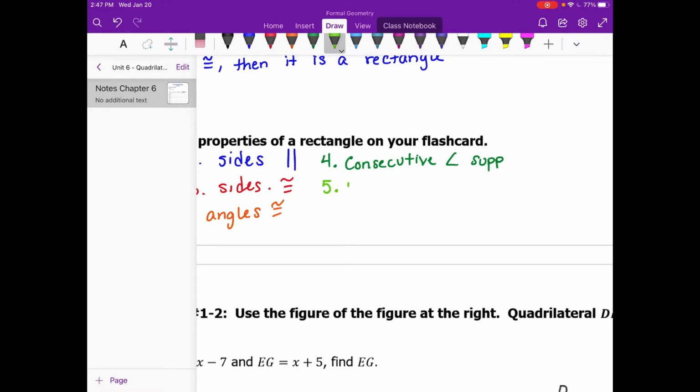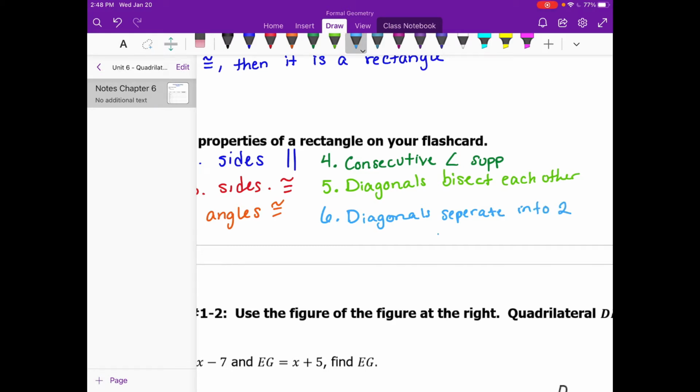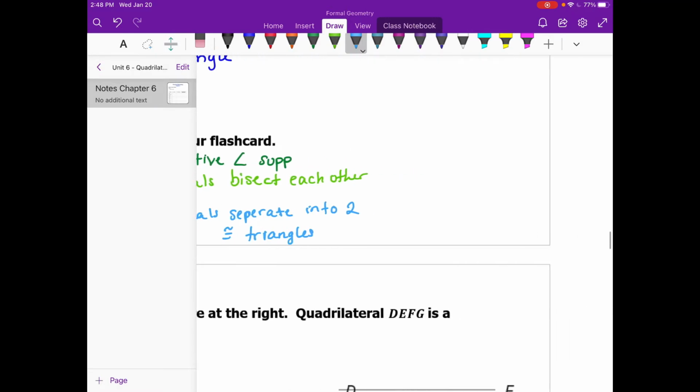5 says the diagonals bisect each other. They cut each other in half. Number 6 says the diagonals separate into 2 congruent triangles. So those are all properties of a parallelogram.